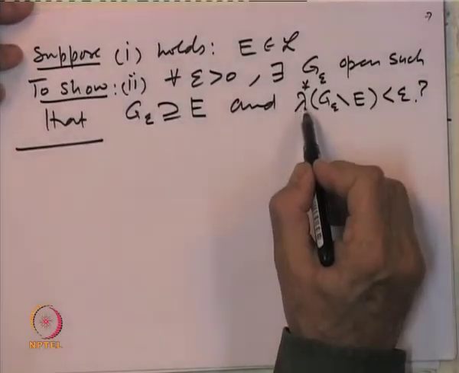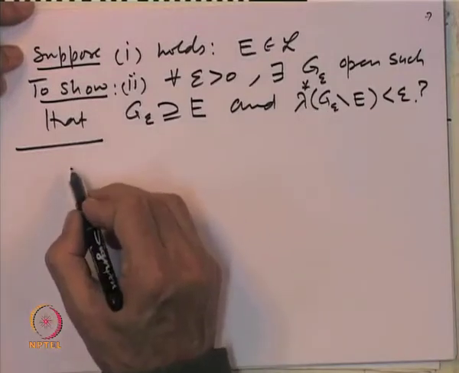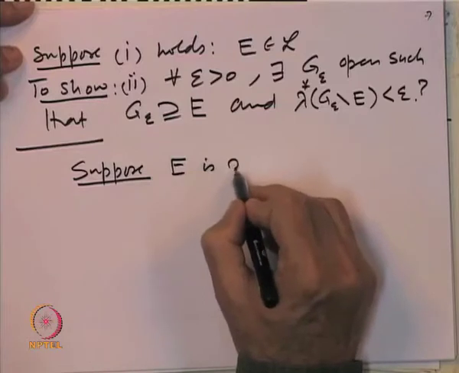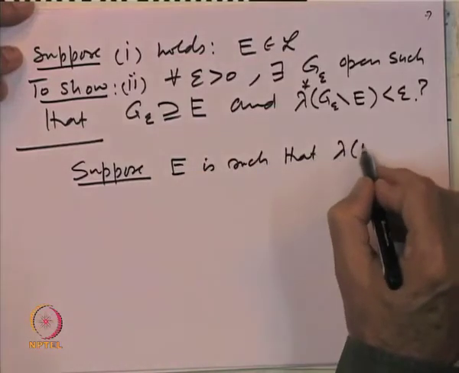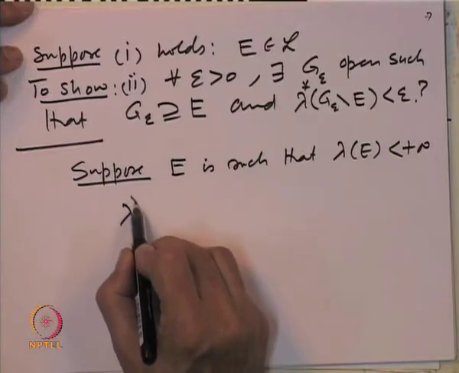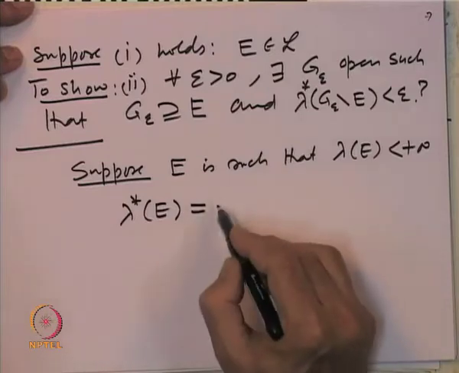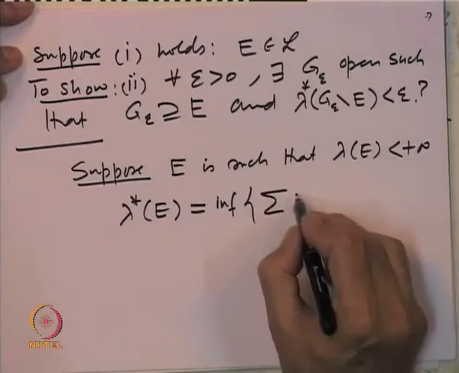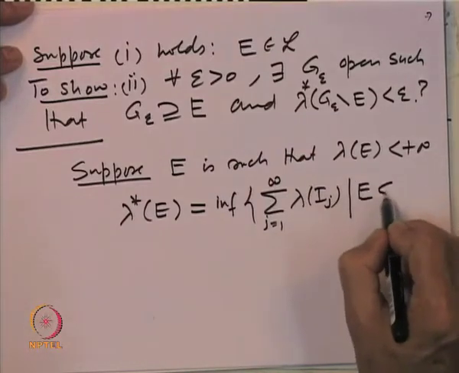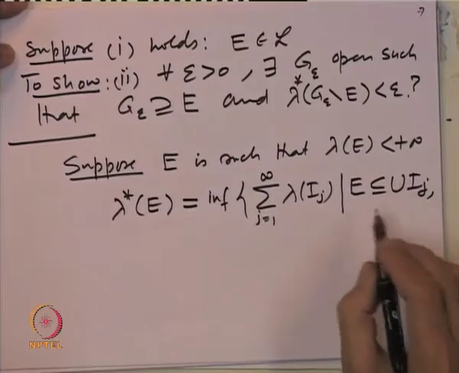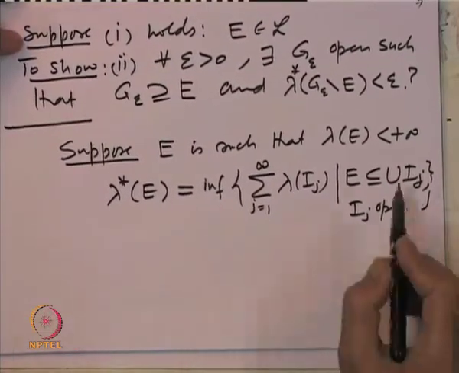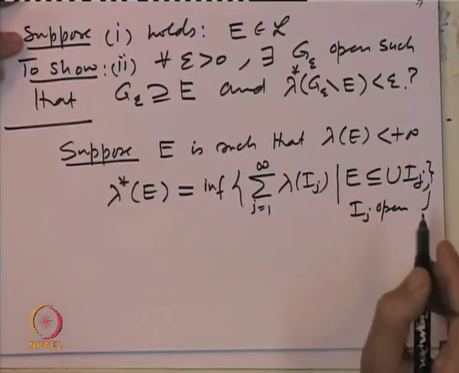Let us start with something regarding outer measure, by looking at the set E. Let us first suppose E is Lebesgue measurable, and that the Lebesgue measure of E is finite. Recall, the Lebesgue measure of E is the same as its outer Lebesgue measure, which is the infimum over the sum of lambda of I j, j equal to 1 to infinity, where E is covered by the union of I j's, each I j an open interval. Recall we observed that in the definition of Lebesgue outer measure, you can assume that all the intervals involved are open.